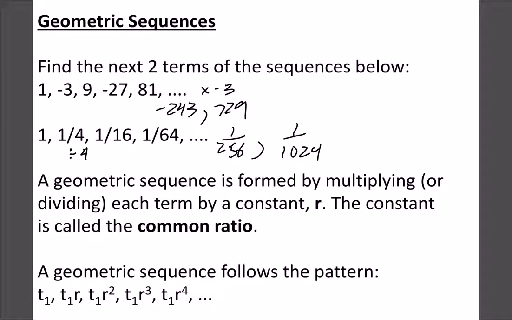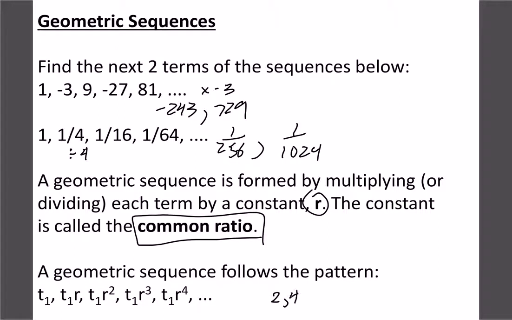And instead of calling it a common difference, D, as for arithmetic sequences, we call this a common ratio instead, so we use R as our variable instead of D. And you can see when we follow this pattern, we basically have a first term, and we times it by R, then we take that and times it by R again.